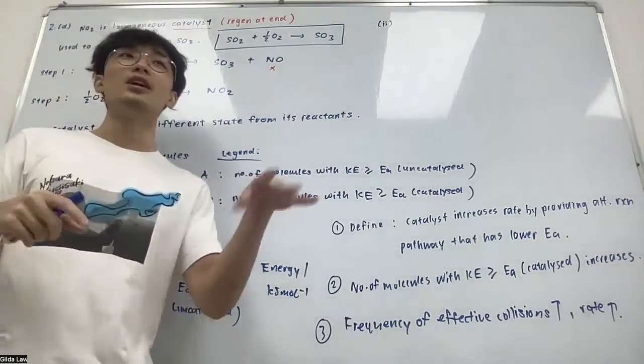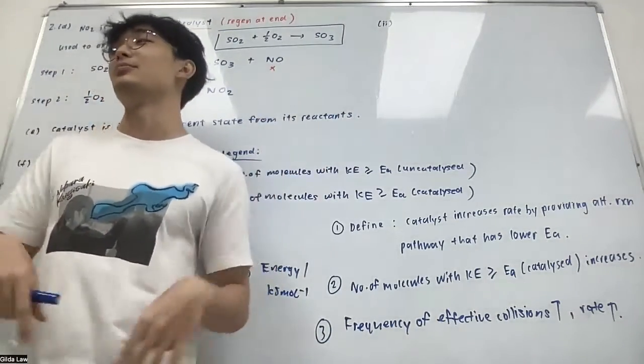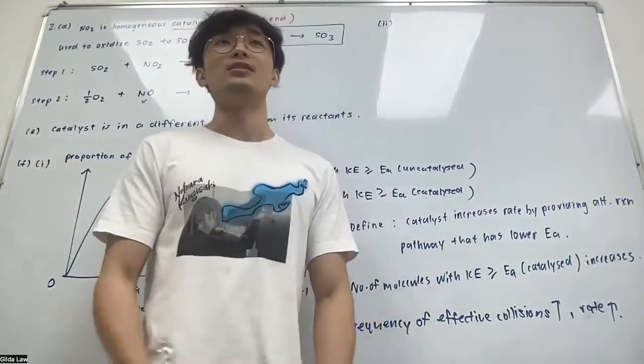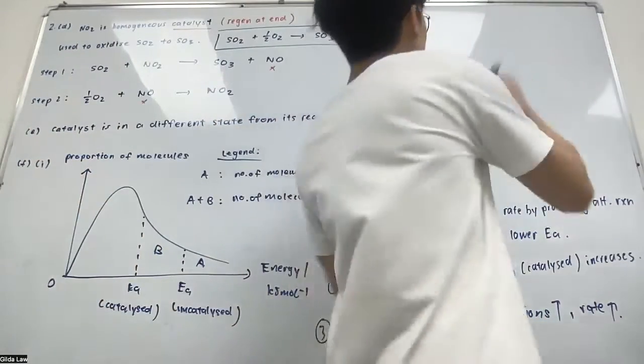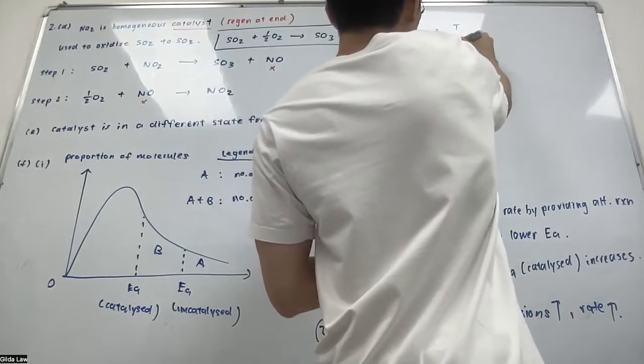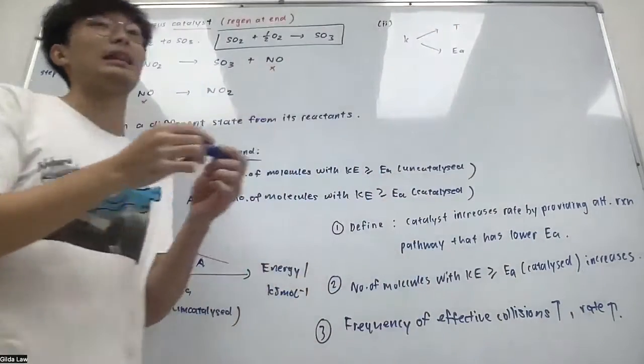Okay guys, just take note. Rate constant and rate move in the same direction. So if the rate is faster, the rate constant will be higher. It's the same thing. Just remember that the rate constant is affected by temperature and activation energy, which is basically affected by the catalyst.